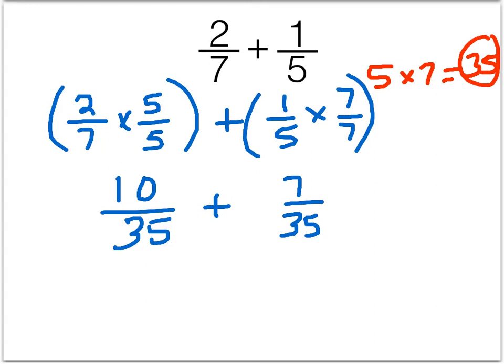At this point, it's the same thing as adding two fractions with like denominators. The denominators stay the same, and the numerators are added. So our solution here would be 17/35.